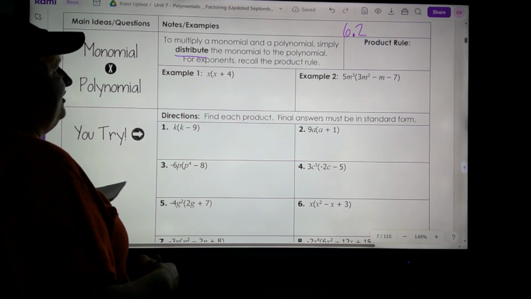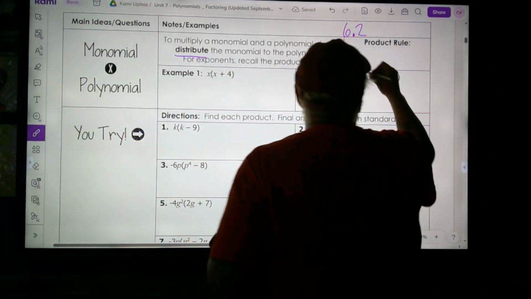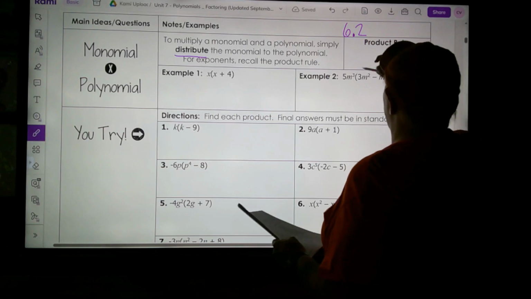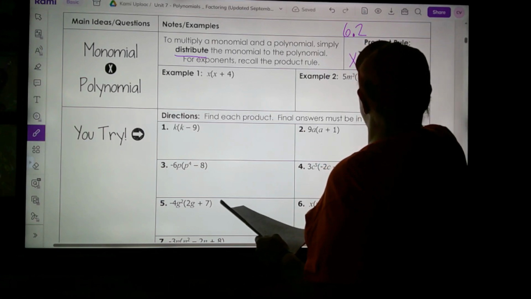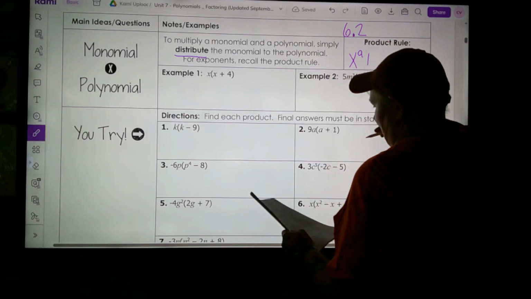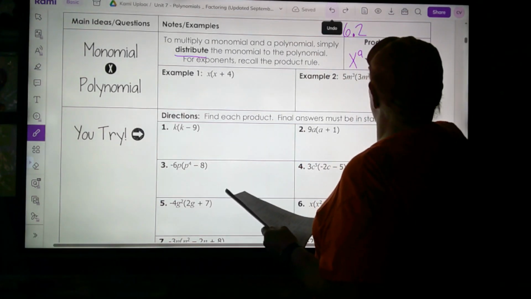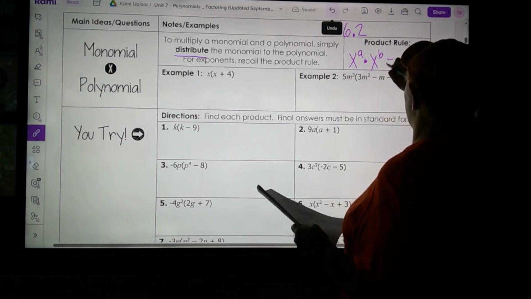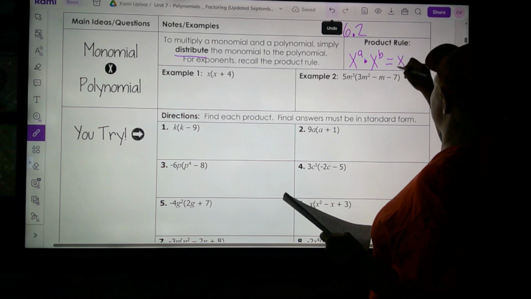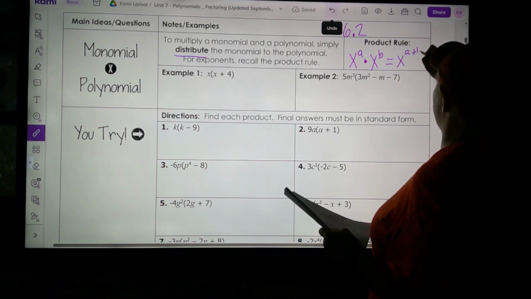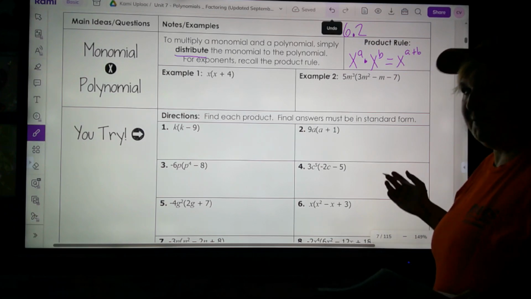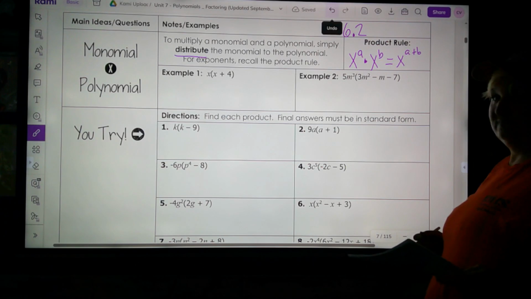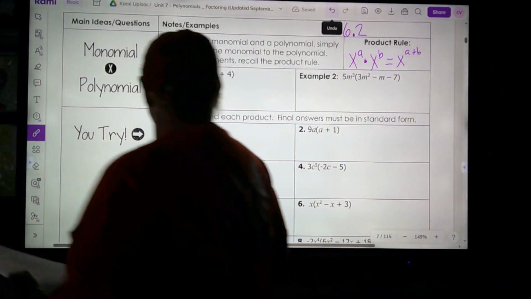No problem. So recall the product rule. The product rule says that x to the a power times x to the b power is the same as x to the a plus b power. So if you're multiplying exponents, you just add them together. That's the product rule. Alright?